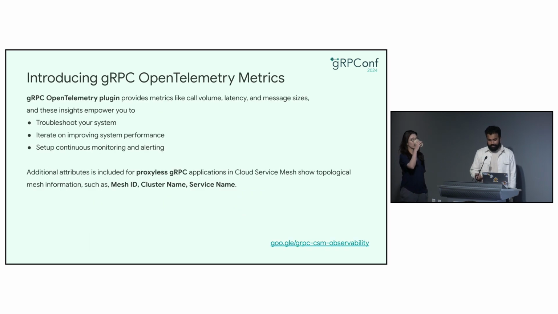Which brings me to our last slide. Along with the CSM initiative, Google Cloud also proudly introduced gRPC OpenTelemetry support for metrics like call volume, latency, and message sizes. For applications deployed on Cloud Service Mesh, we also show topological mesh information such as the mesh ID, the cluster name, and the service name.